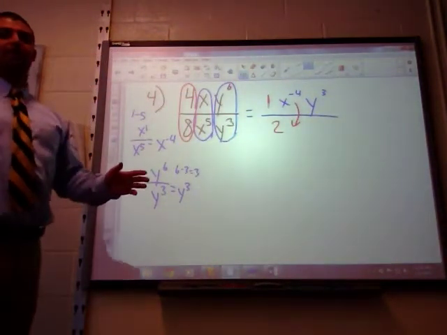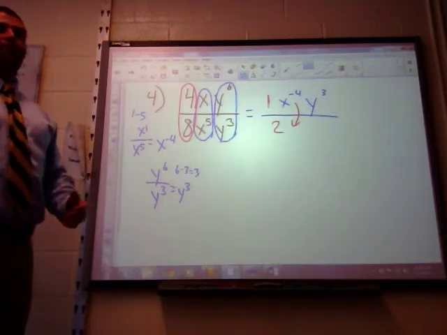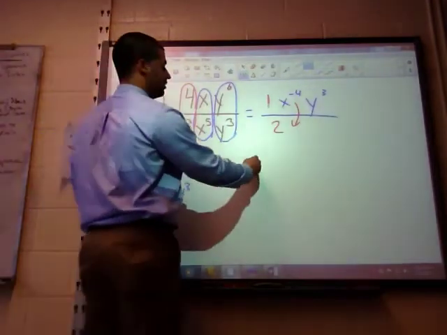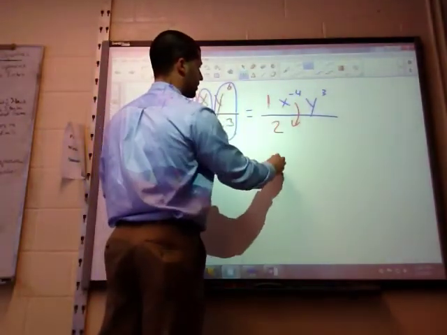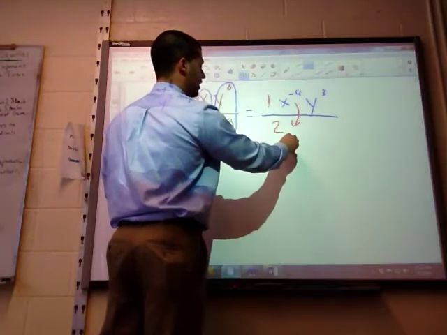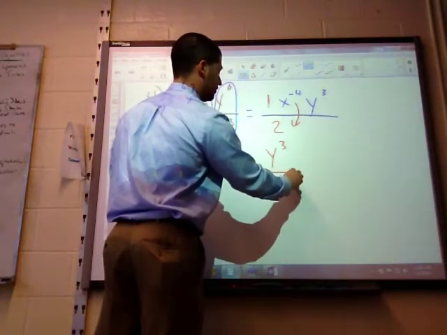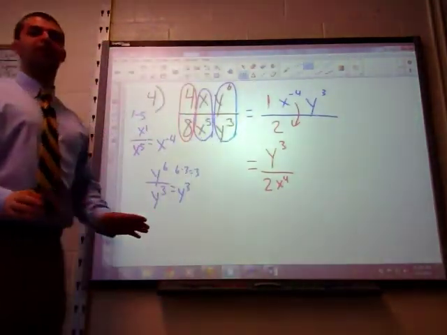So you don't move the y, you don't move the 1, you don't move the 2, you only move the problem, and that's the negative exponent. So in the end, our answer should be, you don't need to rewrite the 1, it's just implied, y to the 3rd over 2x to the 4th. All I did was move the negative exponent.